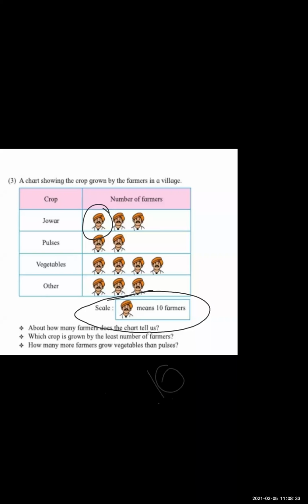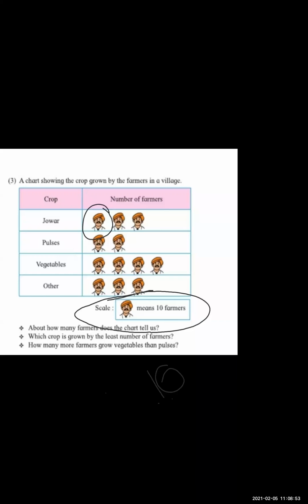Scale is important in this graph, but in the exam, they are asking you without-scale questions also. So don't be confused. Don't assume one farmer will be 10 farmers. In this way, don't assume, right? You want to read the question properly. You want to read the paper properly first of all. Which question are they going to ask you?